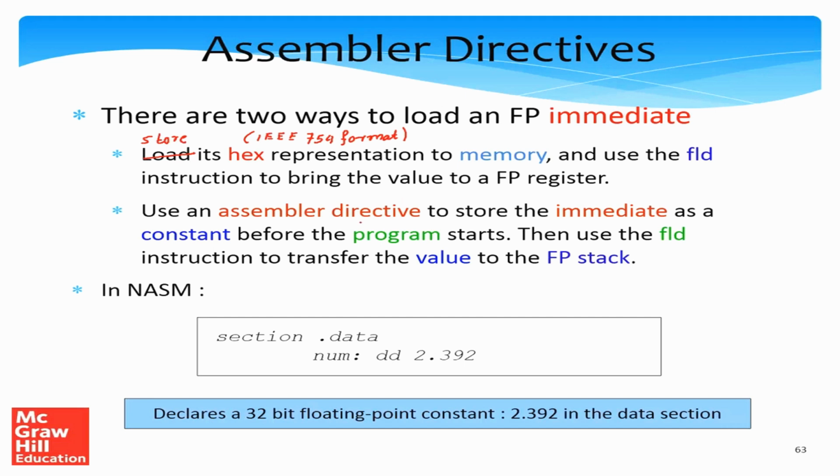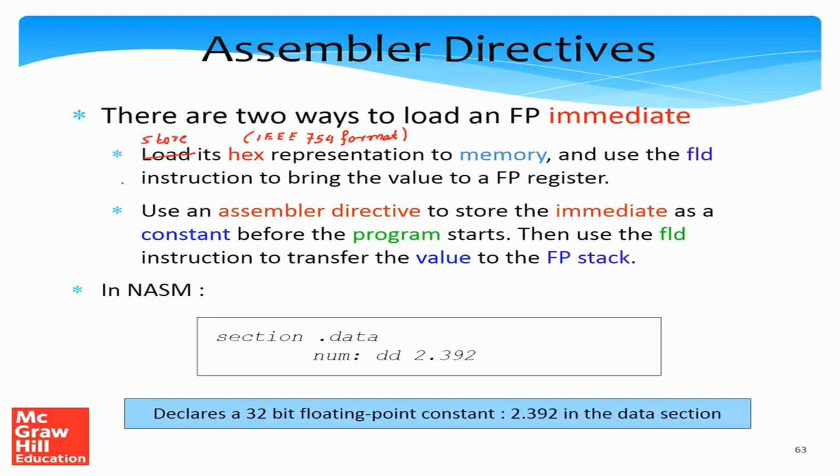Otherwise, we can use an assembler directive to store the immediate as a constant before the program starts. So what would the assembler do? The assembler will essentially insert code to convert it into hex and store it in a certain area of memory. And then we can use the FLD instruction to transfer the value to the FP stack. In a sense, both of these points are the same.